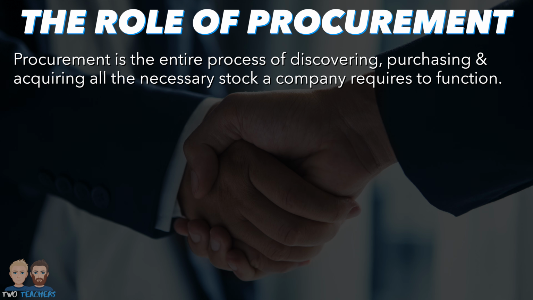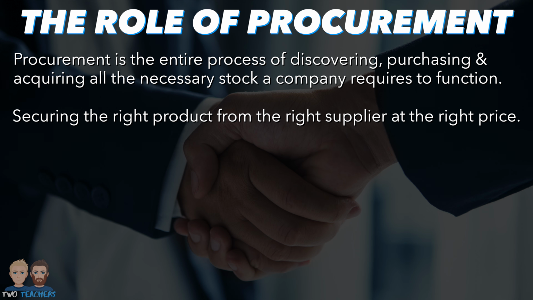The ultimate objective is to secure the right products from the right suppliers at the right prices to ensure the seamless operation of the business. A key aspect of successful procurement is building strong relationships with suppliers, as these are the individuals or entities providing the raw materials or products needed for the business's operations.